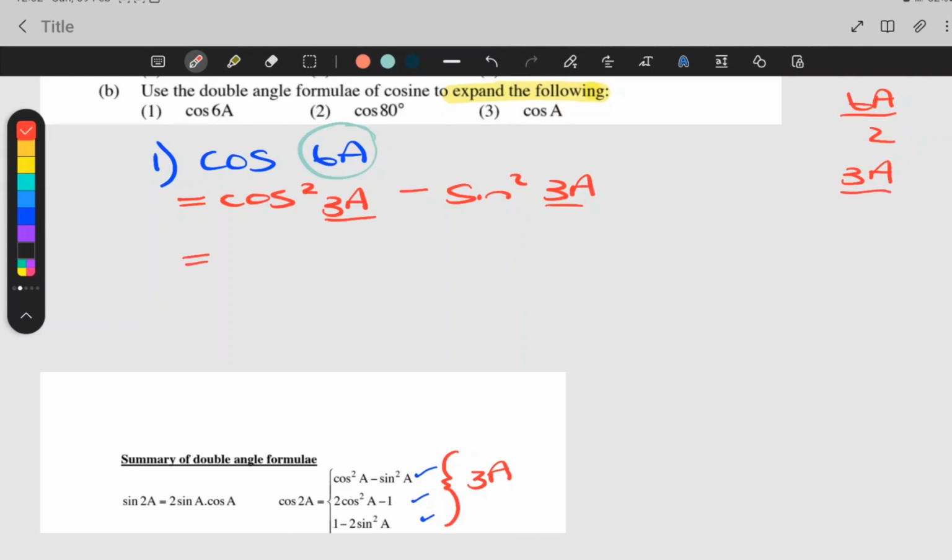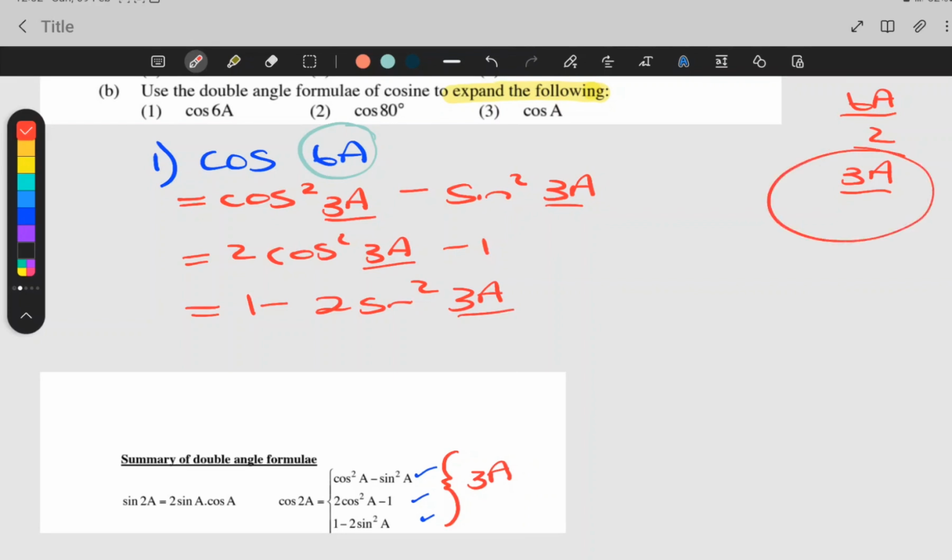Let's say you don't want to use the first one. You want to use the second one. Then the second one will become 2 cos squared, not A, 3A minus 1. Or you can say 1 minus 2 sine squared, not A, 3A. Remember, 3A and 3A comes from the 3A that we worked out.